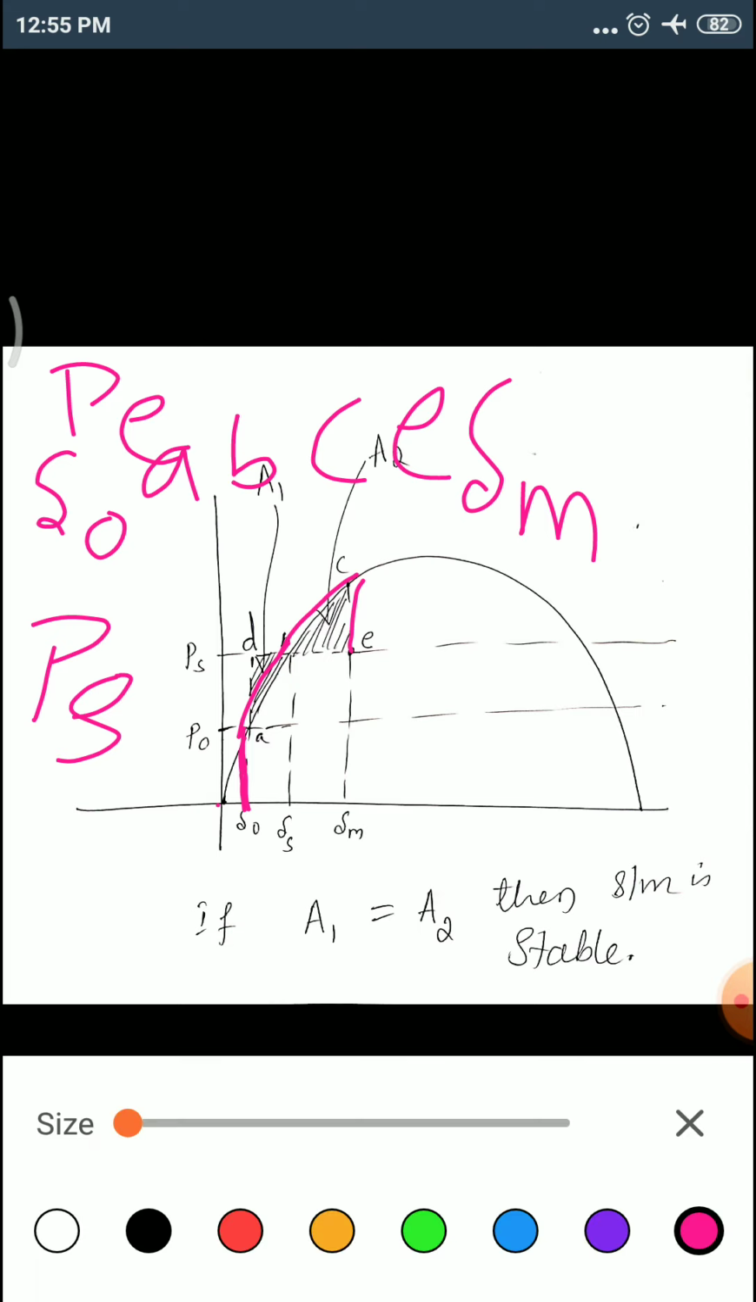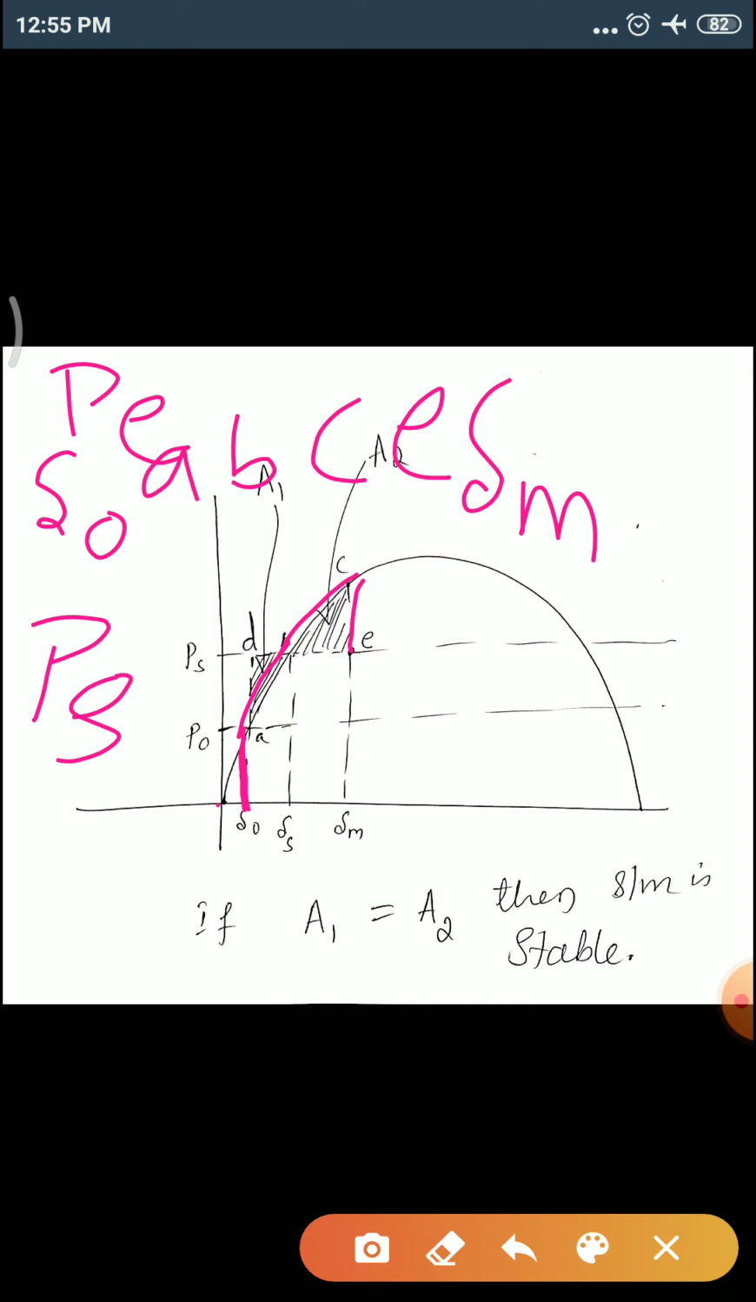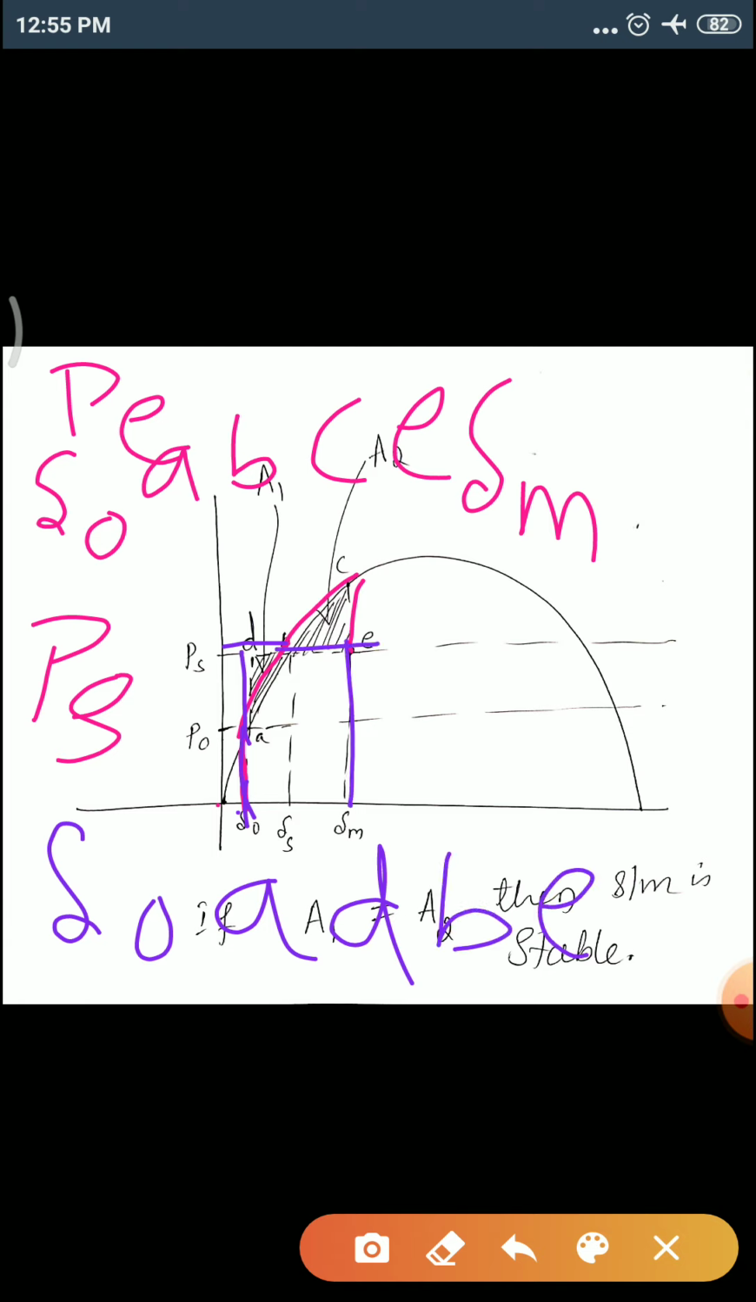So if you consider this one, we can observe it starts from delta naught, obviously. It is going to reach A, and it is going to reach D. It is the mechanical power, and then it is going to come to B, then to E, and then to delta M. Okay, these two are your areas.